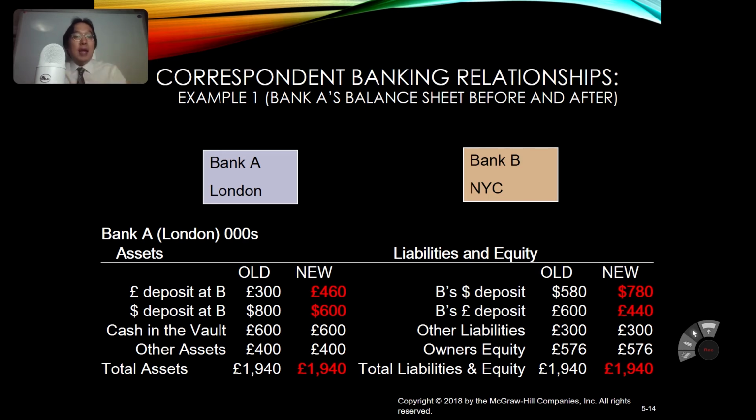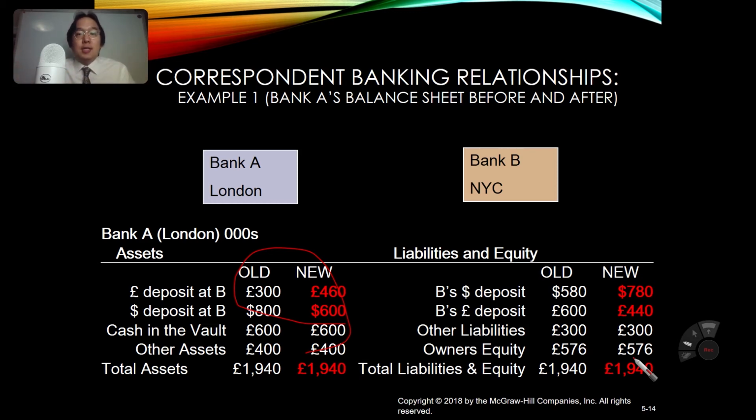What did Bank A give in return? Well, $200 million US dollars. So deposit at Bank B, in the US dollar account, that balance goes down by 200. So that's what's happening over here, right? And if you look at the liability side and equity, of course, equities will not change. Nothing changed. Other liabilities, forget about it. They're going to be the same.